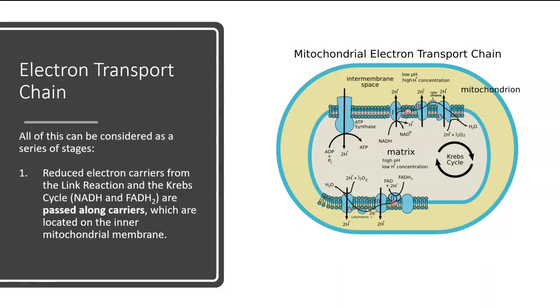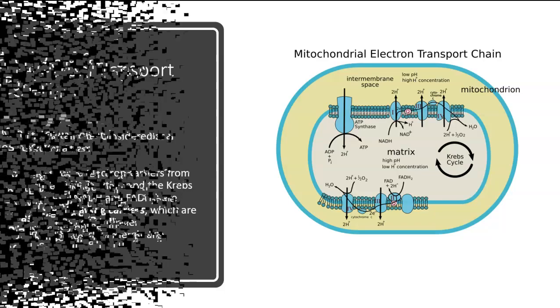So the first stage of the electron transport chain, reduced electron carriers from the link reaction and the Krebs cycle, so our NADH and our FADH2, are passed along the carriers. Okay, so these are located in the mitochondrial membrane. So the protein carriers that you can see in the diagram there.